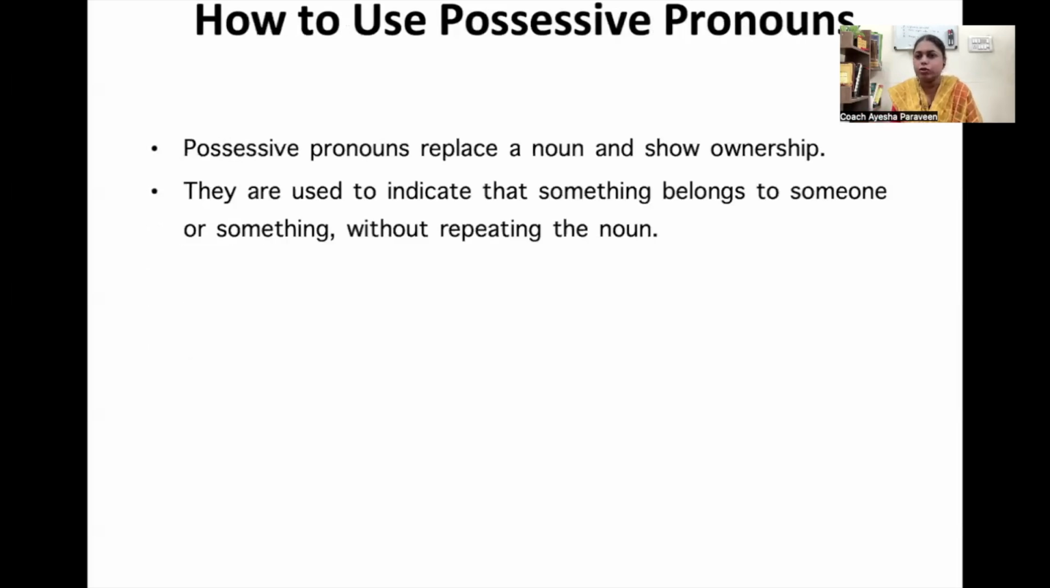Okay, how to use possessive pronouns? Possessive pronouns replace a noun and show ownership. They are used to indicate that something belongs to someone or something without repeating the noun.